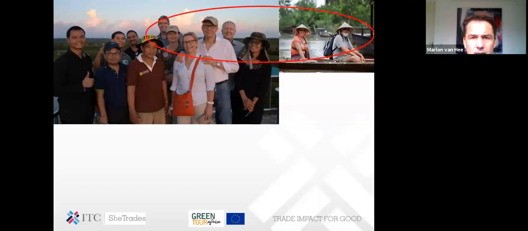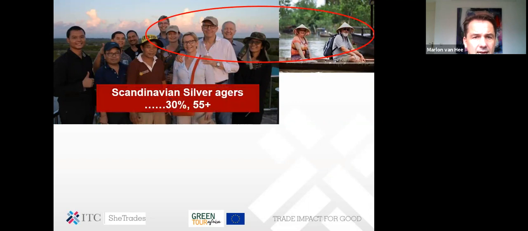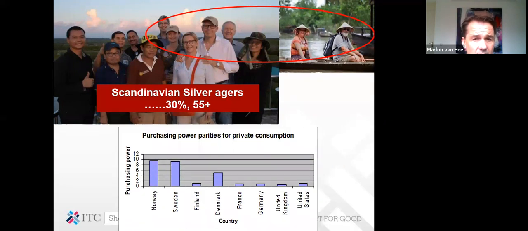These people are what we call the Scandinavian Silver Agers. So 30% of the Scandinavian population, and again, we're talking about 4 countries here, Norway, Sweden, Finland, and Denmark, 30% of the population of these Scandinavian countries is older than 55. They have sky-high purchasing power.